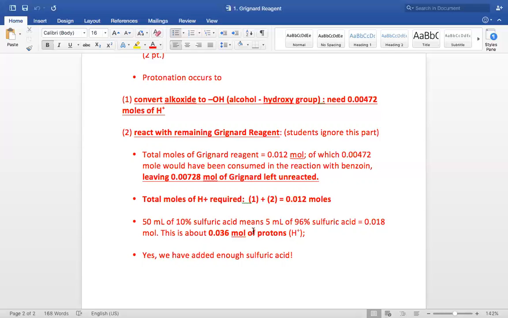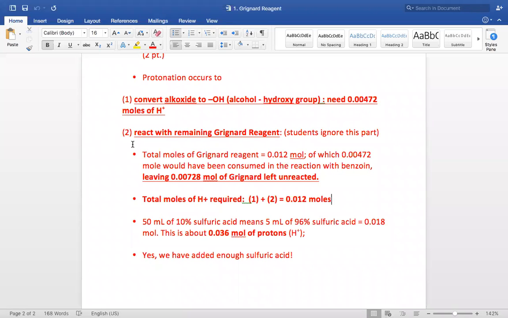And so when you compare the required amount to the amount of moles of hydrogen plus provided from the sulfuric acid, you know you do have enough, okay? It is because, remember the moles of proton calculation I asked all of you to do, okay? And I hope you all understand, okay? A lot of you actually just miss out this part of the reaction on the remaining Grignard. And this is why you lose 1 point, okay?